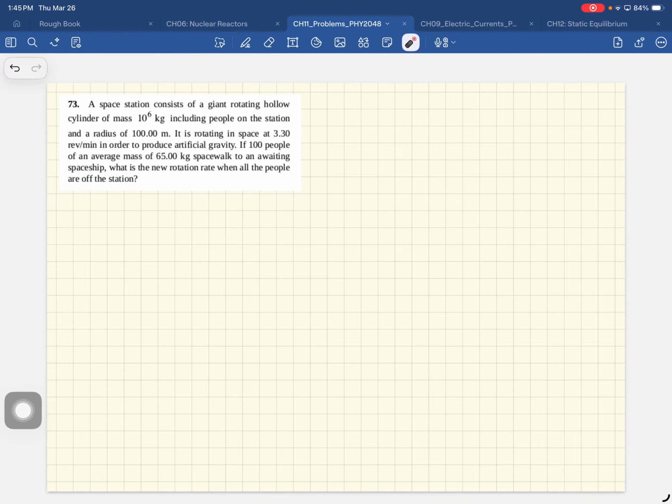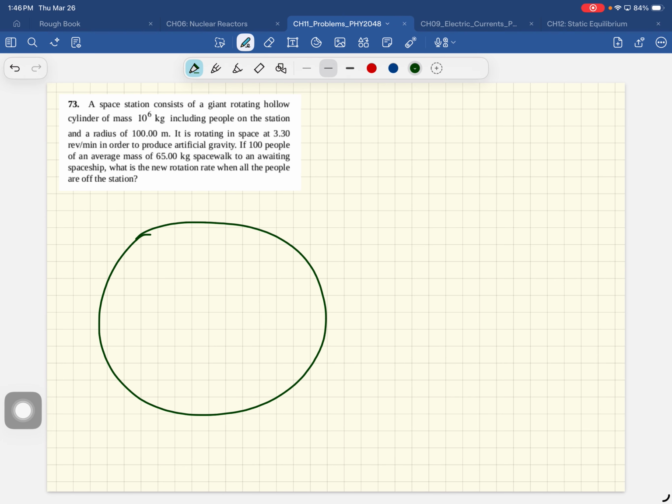So this is 1,000,000 kg, including the people on the station, and a radius of 100 meters. So this cylinder is like from here to mainland High. That distance is from here to mainland High. It is rotating in space at 3.3 revolutions per minute in order to produce artificial gravity. Again, centripetal acceleration is 9.8 meters per second squared.